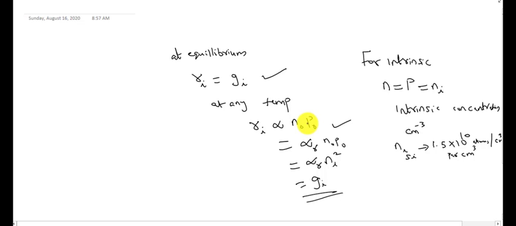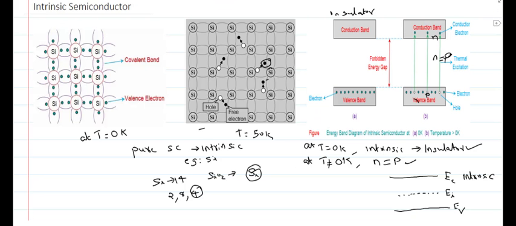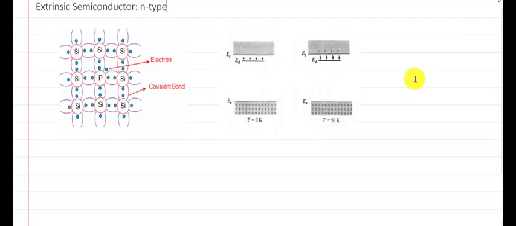You have to study the value of Ni of silicon at equilibrium. At equilibrium the value will be 1.5 into 10 raised to 10. And the study of intrinsic semiconductor is over.